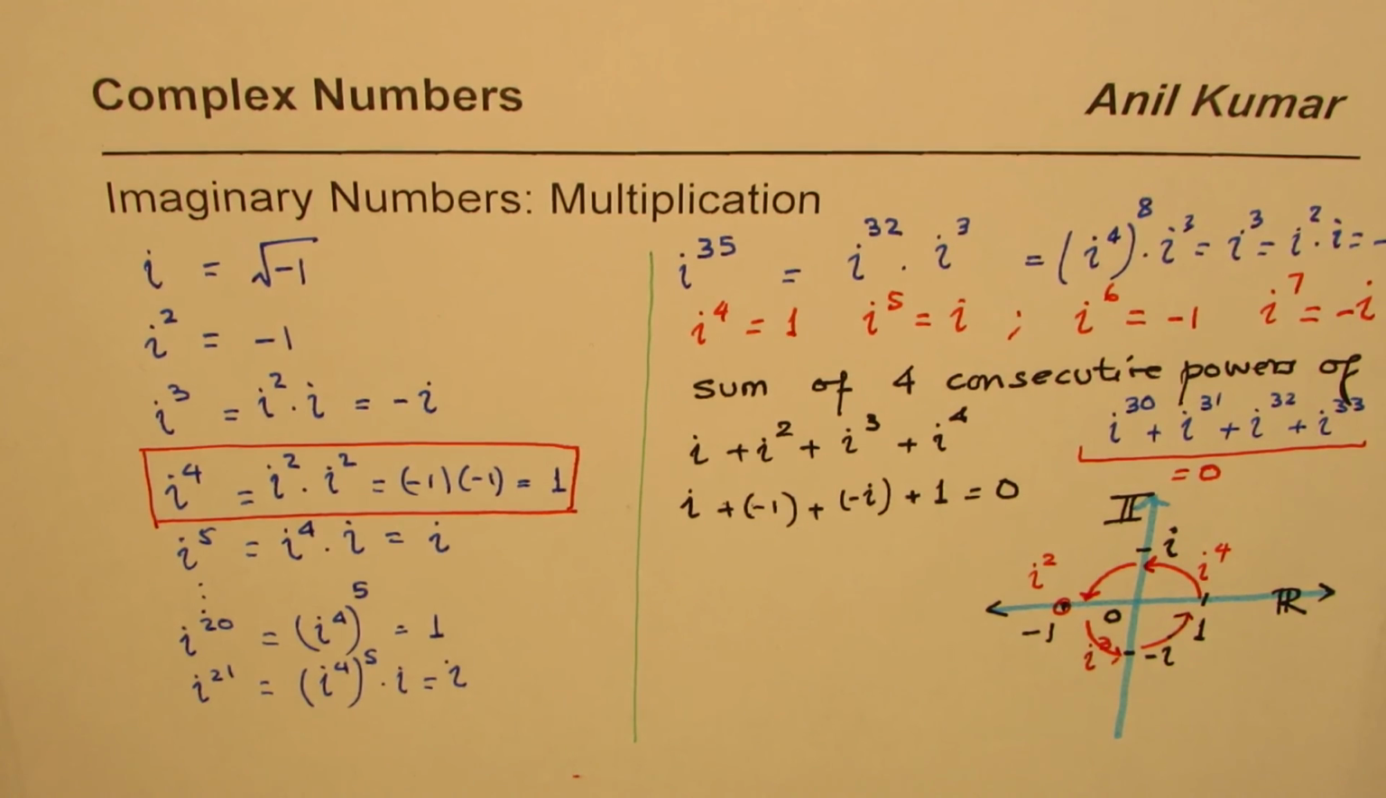It's one full circle. I hope this helps you to understand how the value of i, the iota, the imaginary part of a complex number, changes when it is multiplied by itself, the pure imaginary part.